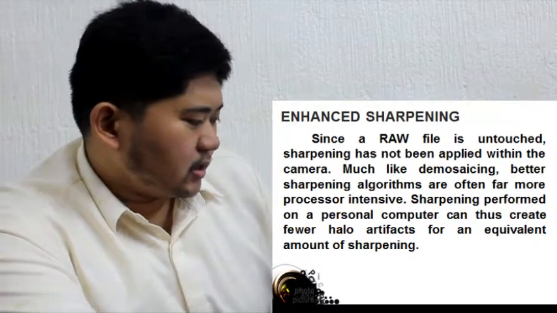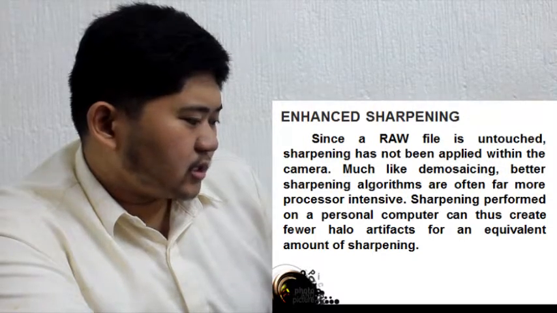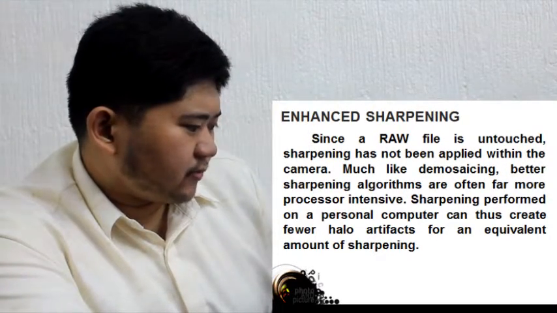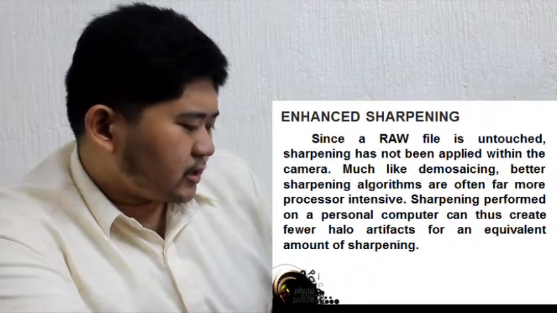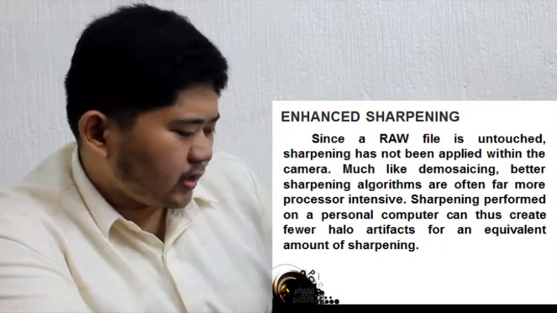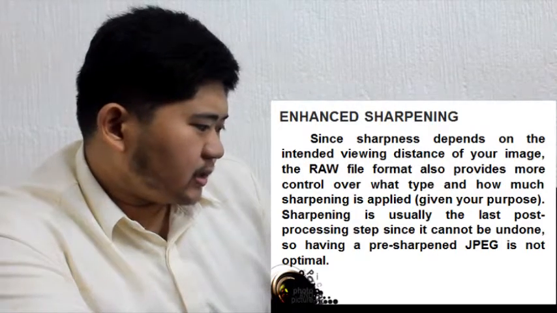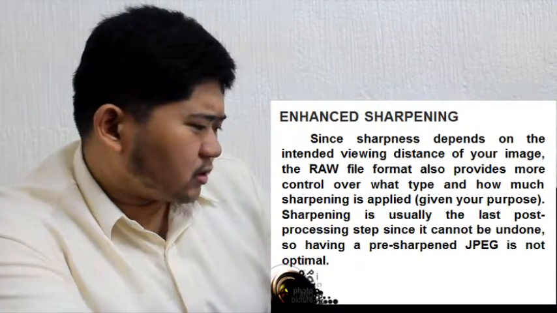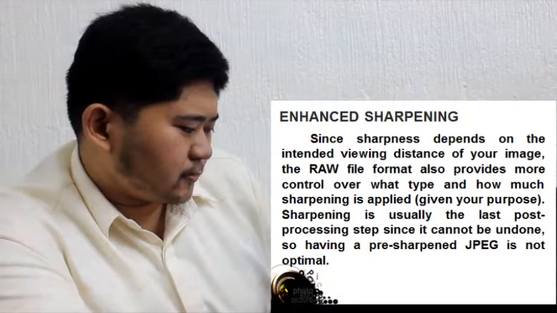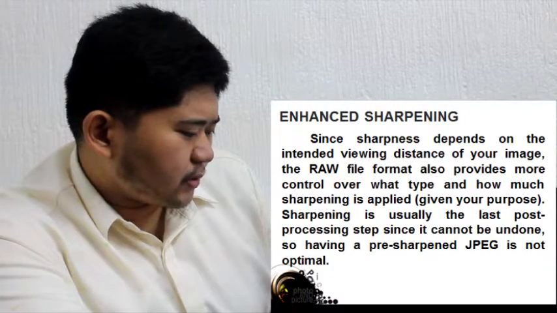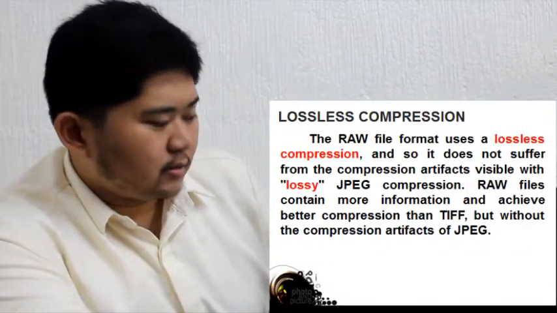Enhanced sharpening. Since a raw file is untouched, sharpening has not been applied within the camera. Much like demosaicing, better sharpening algorithms are often far more processor intensive. Sharpening performed on a personal computer can thus create fewer halo artifacts for an equivalent amount of sharpening. Since sharpness depends on the intended viewing distance of your image, the raw file format also provides more control over what type and how much sharpening is applied, given your purpose. Sharpening is usually the last post-processing step since it cannot be undone. So having a pre-sharpened JPEG is not optimal.